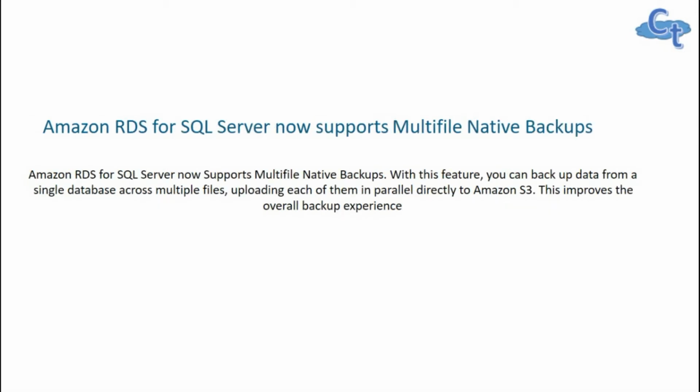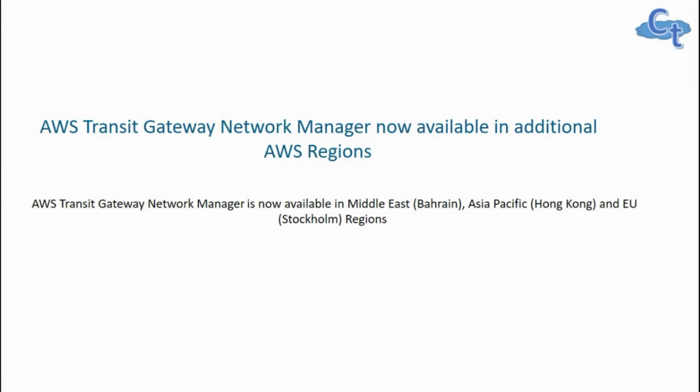Amazon RDS for SQL Server now supports multi-file native backups. With this feature, you can back up data from a single database across multiple files, uploading each of them in parallel directly to Amazon S3. This improves the overall backup experience within AWS.